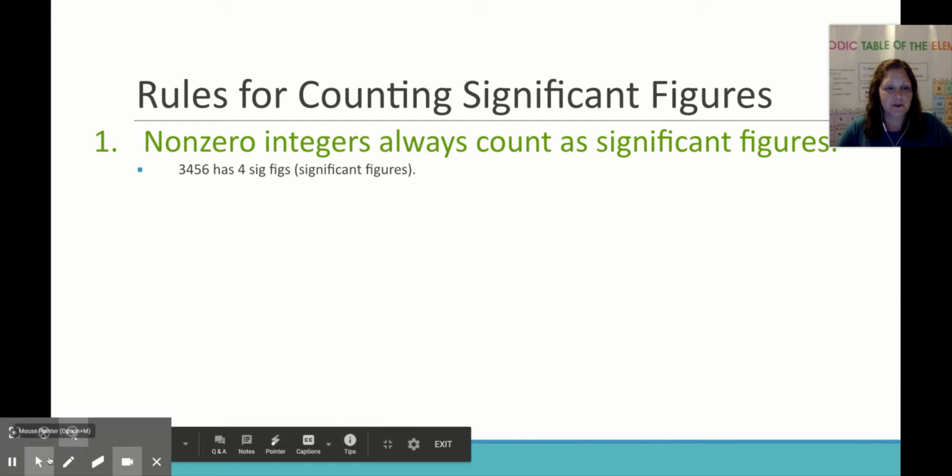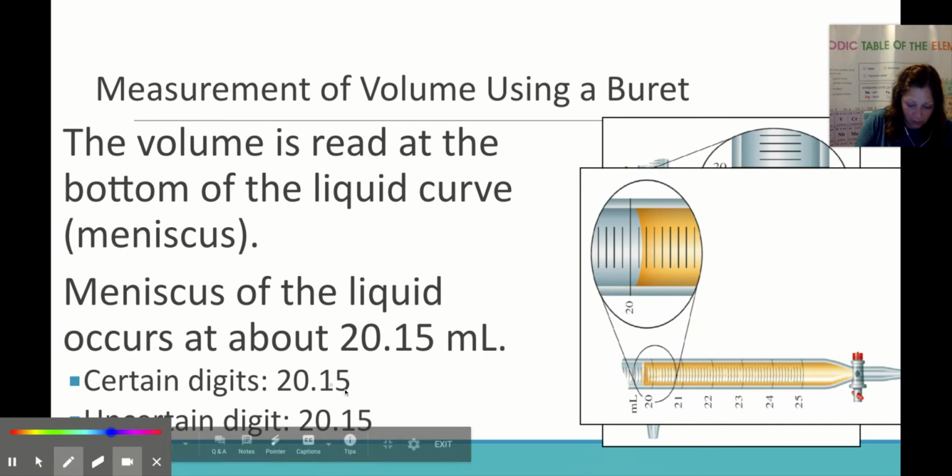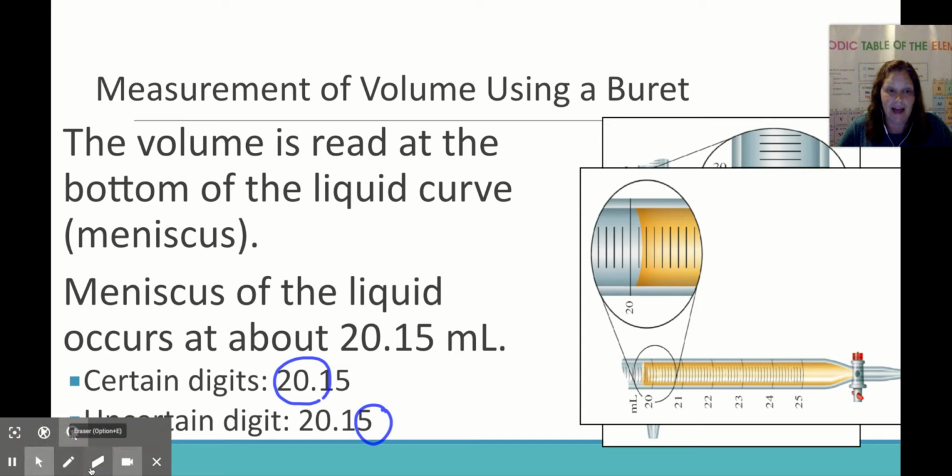Sorry, that was supposed to be underlined, and now I can't get back there, but whatever. The certain digits were the ones at the beginning. So the certain digits would be the 201, and the uncertain digit would be the 5. There's always one estimated number in any measurement.